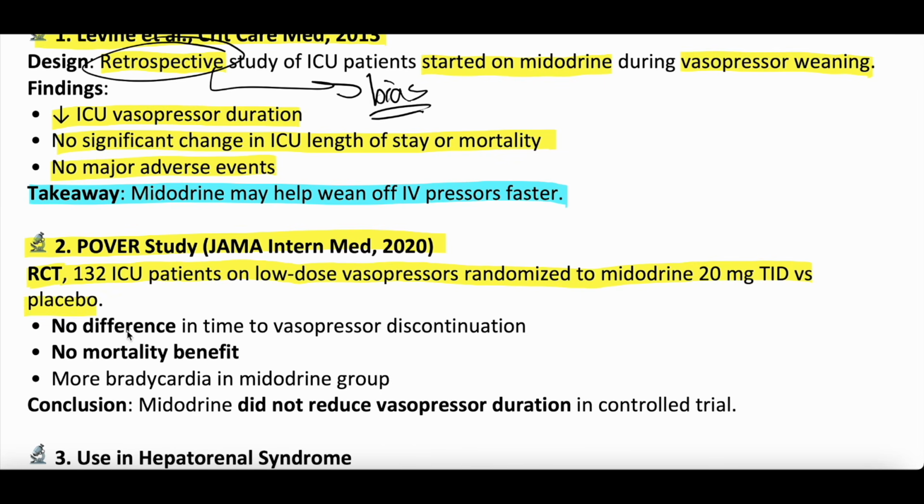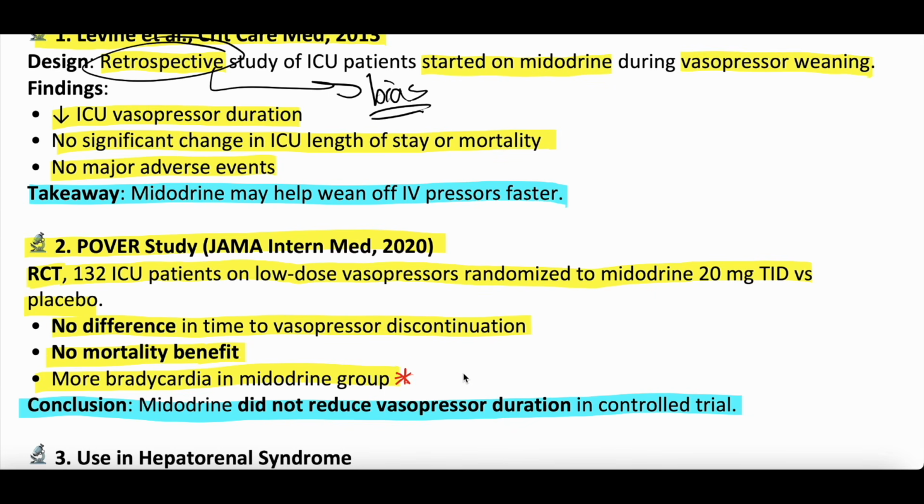All right. And they found there was actually no difference in time to vasopressor discontinuation. So it did not help wean vasopressors faster. There's no mortality benefit. And there was more bradycardia in the Midodrine group. So their summary actually was that Midodrine did not reduce vasopressor duration and did lead to increased bradycardia.